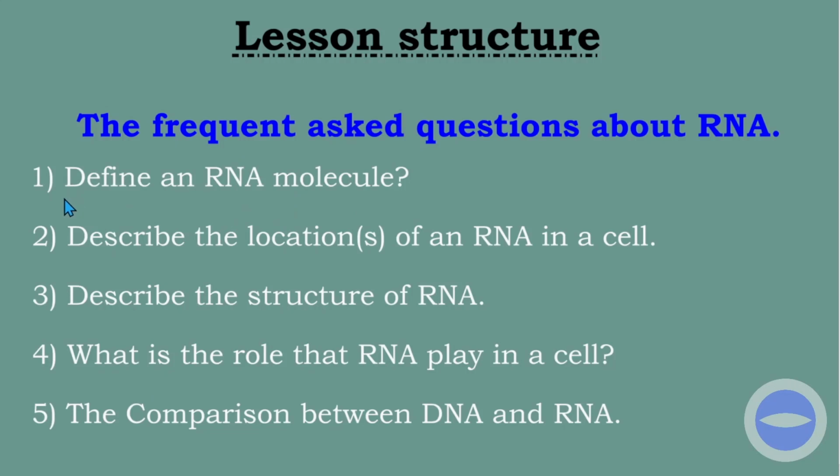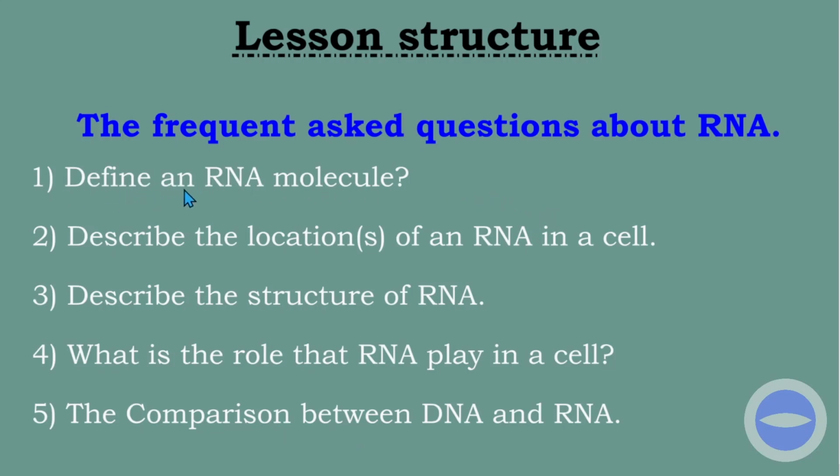Number 1, we define an RNA molecule. Then number 2, we describe the locations of an RNA in a cell. Then number 3, we describe the structure of an RNA. Then number 4, we'll know what role the RNA plays in a cell. Then the last one, we will compare the DNA and the RNA. So this is the structure of this lesson. I hope you will enjoy. Let's start with number 1.